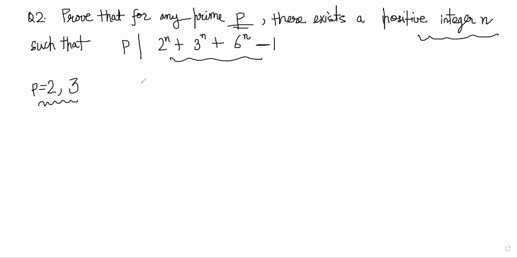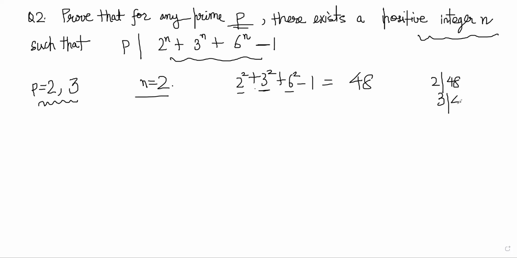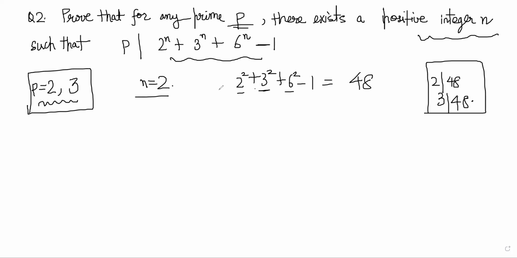We can easily say that if I take n equal to 2, we will get 2 power 2 plus 3 power 2 plus 6 power 2 minus 1, which is basically 4 plus 9, 13, plus 36, 49, minus 1, 48. And it is clear that 2 divides 48 and 3 also divides 48. So for the first couple of cases, when p is 2 or 3, we are easily able to find an integer n such that p divides this expression, right?